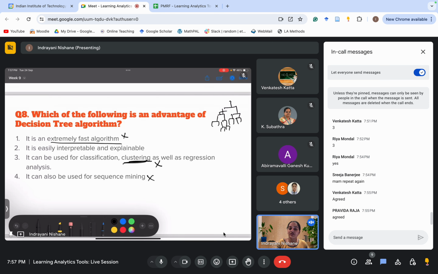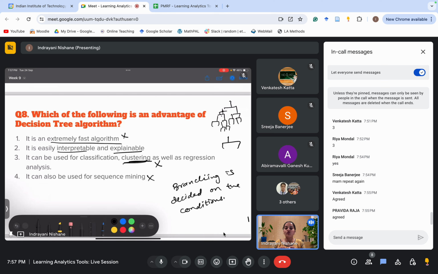When we say a decision tree is a greedy algorithm, that means the priority of the algorithm is not to be the fastest, but to be accurate at the very low level, at every minute level. That's why it will not be a fast algorithm. Now, it is easily interpretable and explainable. Why do we say that? Because branching in the decision tree is decided on the conditions.